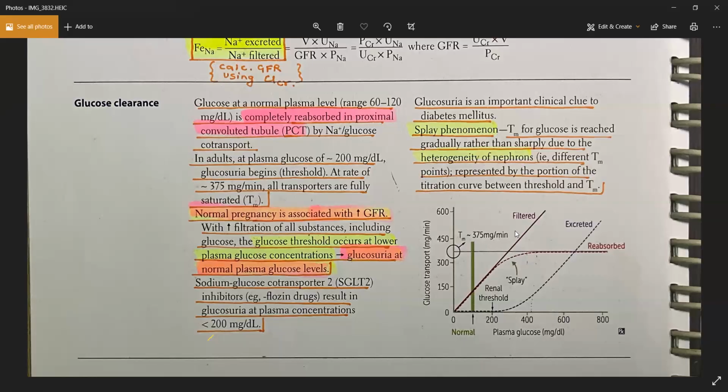So that's the thing in diabetes mellitus. That's why you will get glucosuria in diabetes mellitus. Now, any doubt, please ask.